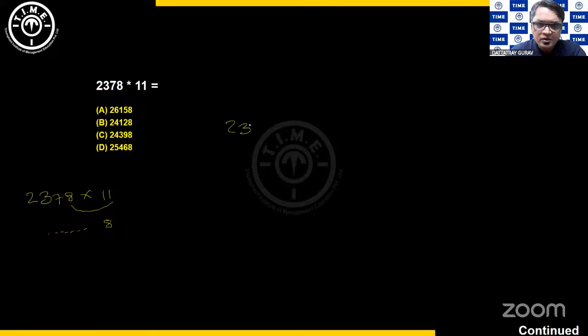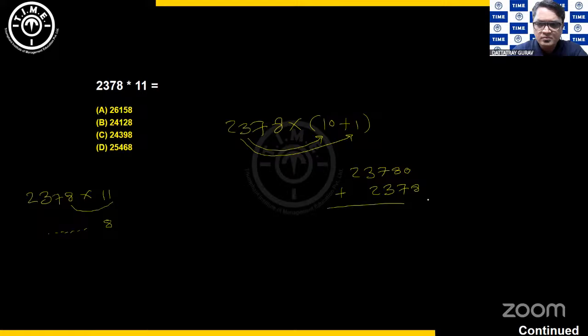2378 into 11, I can write 10 plus 1. If I multiply by 10, it is very easy. If I multiply by 10, what should the number be? 23780. Similarly, if I multiply by 1, it will become 2378. We add these numbers, ending with 8. The 8 plus 7 is 15, 1 carry forward. It will be ending with 11. It will become 6. And this is 2.